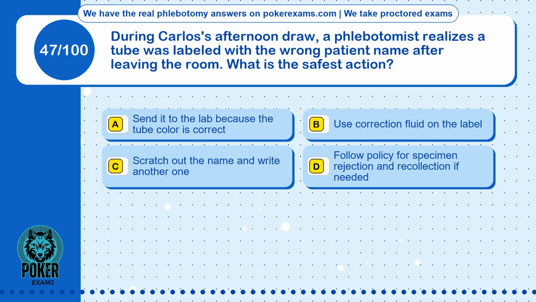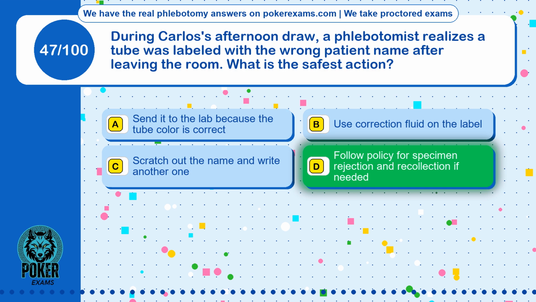Question 47. During Carlos's afternoon draw, a phlebotomist realizes a tube was labeled with the wrong patient name after leaving the room. What is the safest action? Option A. Send it to the lab because the tube color is correct. Option B. Use correction fluid on the label. Option C, scratch out the name and write another one. Option D, follow policy for specimen rejection and recollection if needed.